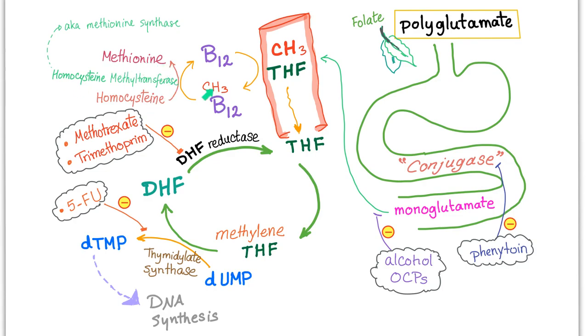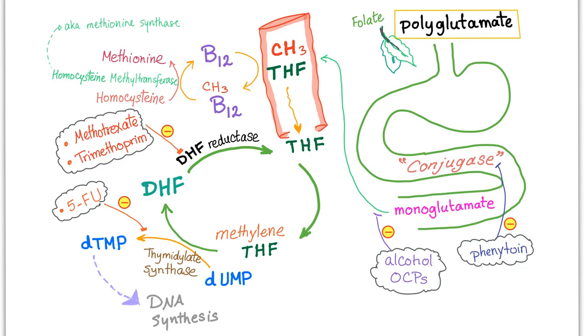And look at the name of the enzyme here. Homocysteine methyl transferase. I love it. You can also call it methionine synthase because it synthesizes methionine. Chemistry makes perfect sense with medicosis perfectionalis. All right, great. Back to THF. THF is now free from the tyranny of the methyl group. THF can make, like, DNA.